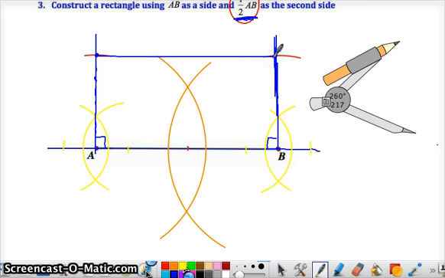rectangle. So this length right here is half the length of AB. These are congruent to each other, these are congruent to each other, and I have a 90-degree angle, and as soon as I have one 90-degree angle, I have four in a parallelogram, and so that's it.